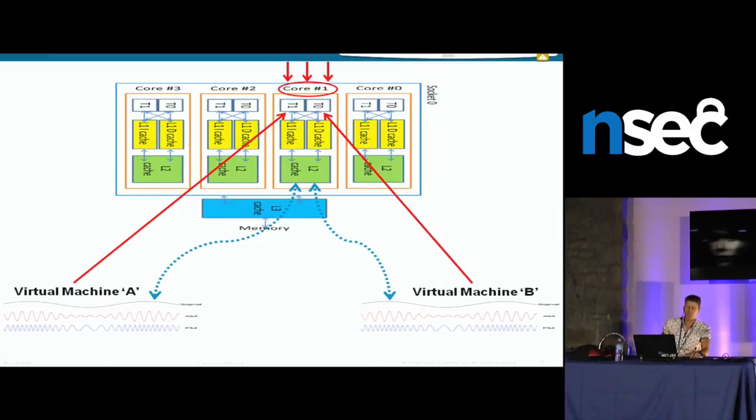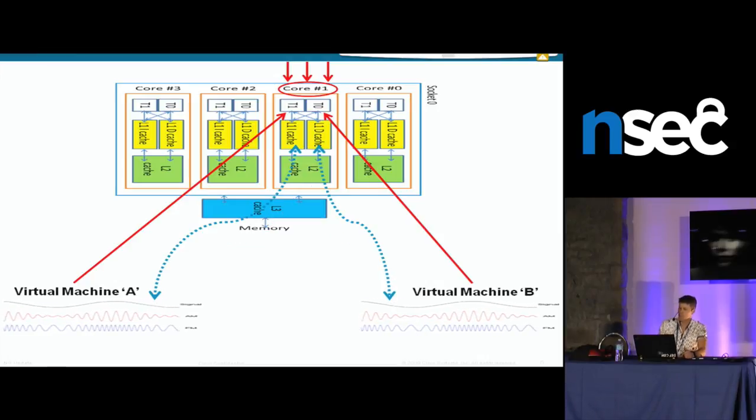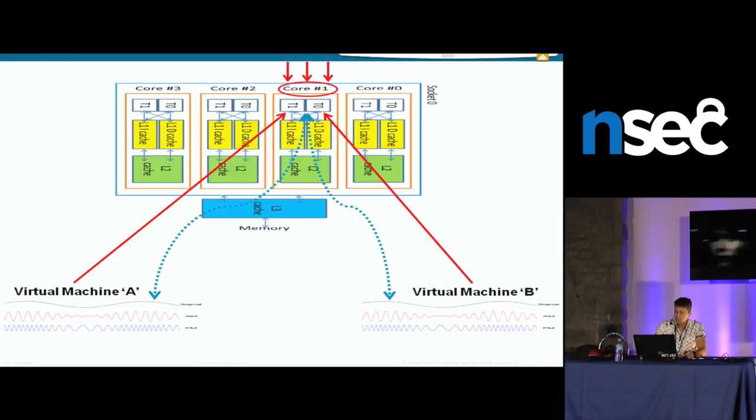If your virtual machines are co-located on hyper-threaded siblings on the same core, there are other tricks that you can do to modulate a signal across the two VMs. For instance, in this picture, you can use the L2 cache. You can also use the L1 cache, or you can use the CPU resources that are shared across the two hyper-threaded siblings. And actually, this is my first example I'm about to show you.